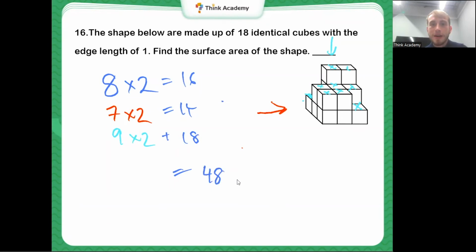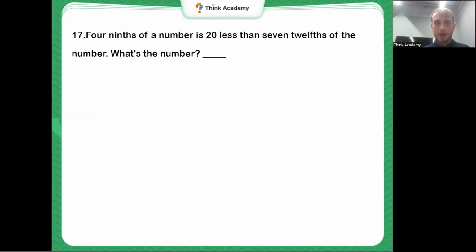48, and these are edge length of 1, so there's no unit there, so we can just leave it as 48 for that one. Okay, so that's looking at the 3 views to find the surface area. We did need to make sure that there was none of those cubes which are blocking the view, if that makes sense. So something which would stop it looking the same from the back. So that allowed us to use the trick of just doubling the front, the left, and the top view. Right, next question.